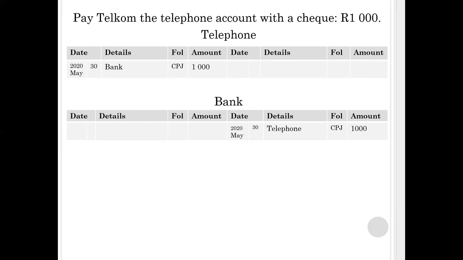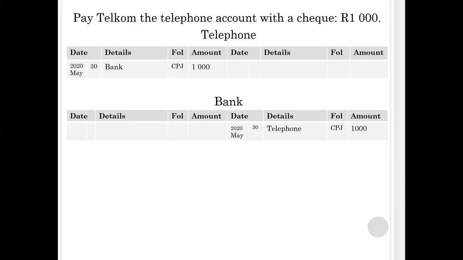Again, I just put a date in there, the 30th of May. Look there with details. So you go in telephone, you're going to write the friend's name. That is going to be bank because you pay it out of the business bank account. If you pay something, what is normally your journal? The CPJ, the cash payments journal. So that will go to the small folio column. And the amount is 1,000 Rand.